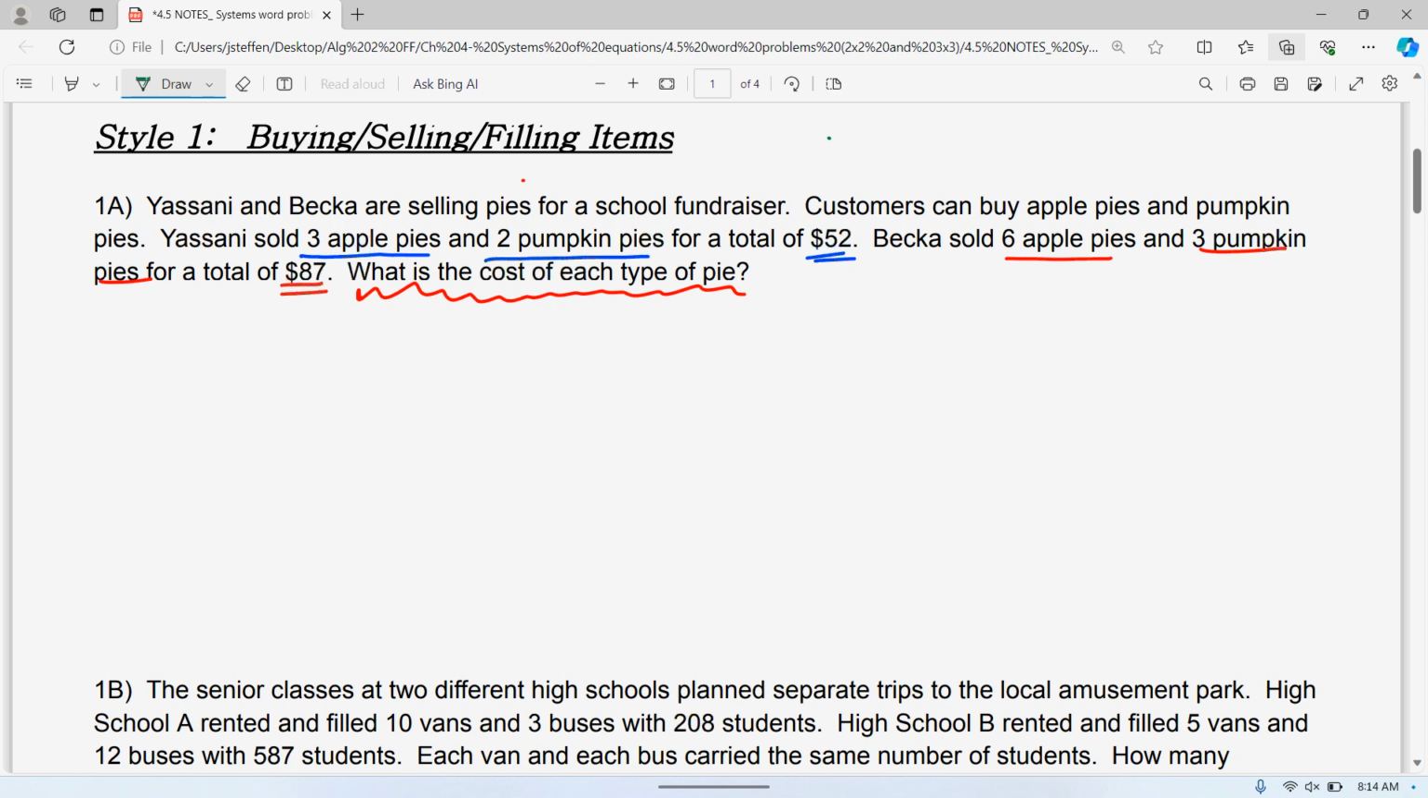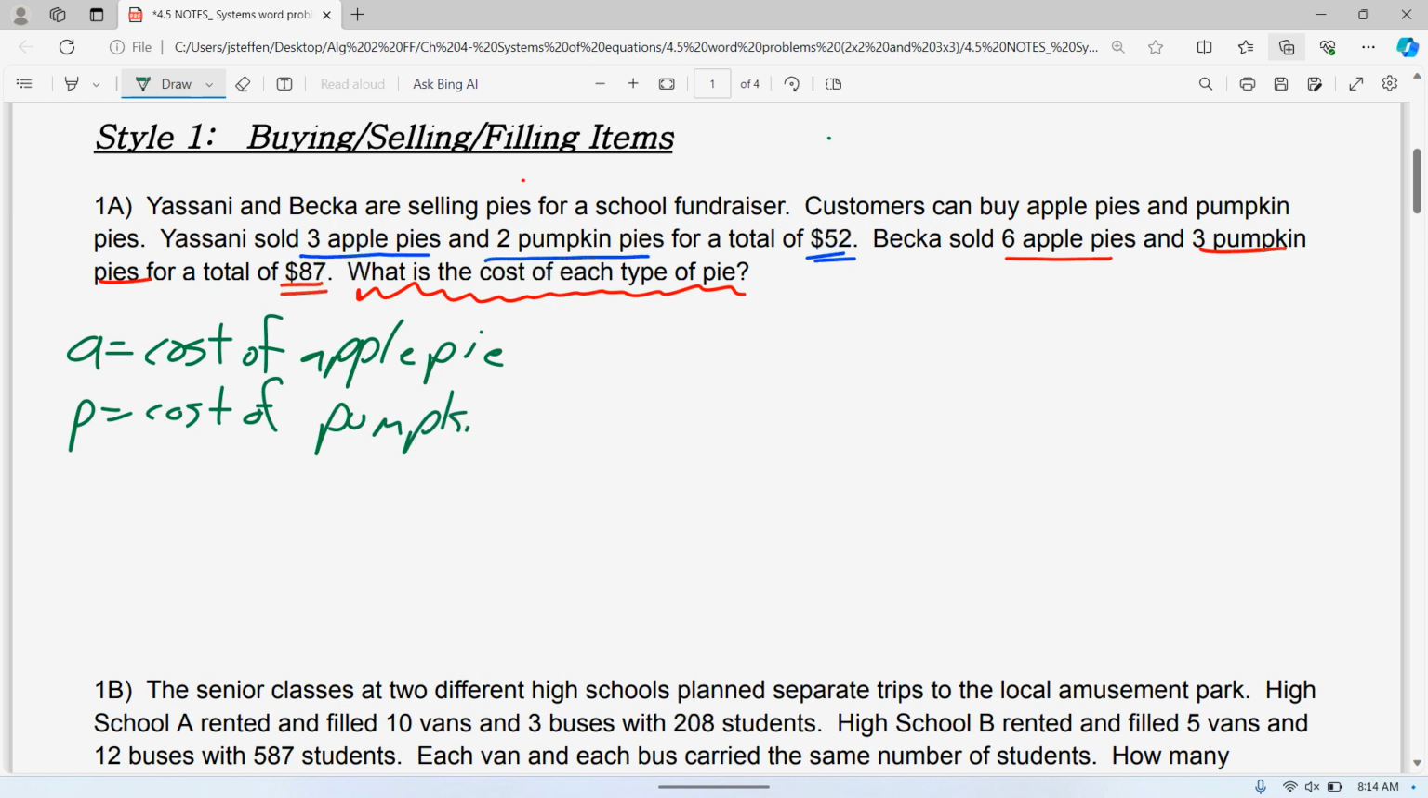So I make A is equal to cost of apple pie. And P is equal to cost of pumpkin pie. You don't have to use correct grammar. If you literally just said apple and cost, I can live with that.